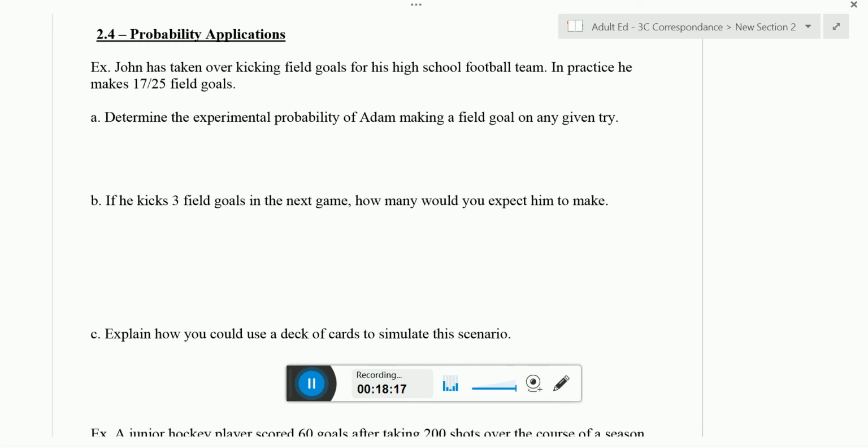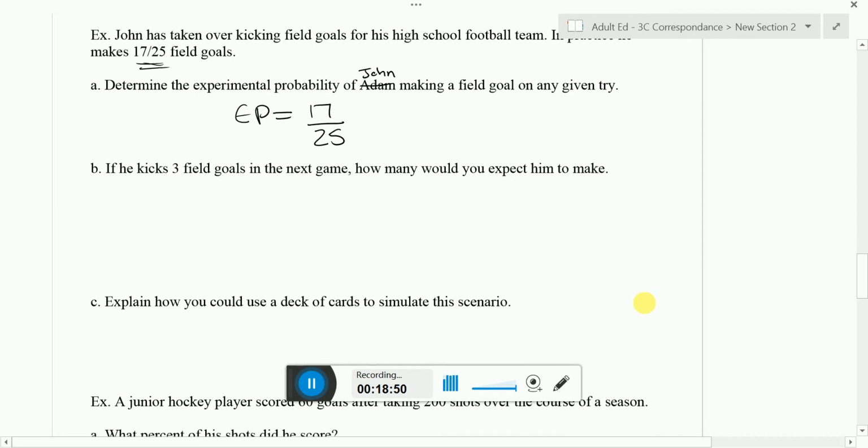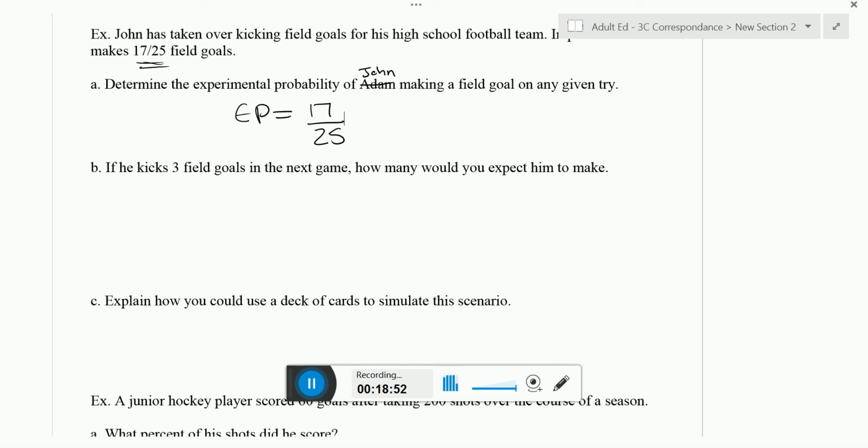Now, John has taken over kicking field goals for his high school football team. So this is when you kick the ball up between the posts. In practice, he makes 17 out of 25 field goals. The experimental probability of Adam, that should say John, making a field goal on any given try. Again, his experimental probability is exactly that fraction that we see, 17 out of 25. He made 17 out of the 25 he took. If he kicks 3 field goals in the next game, how many would we expect him to make?